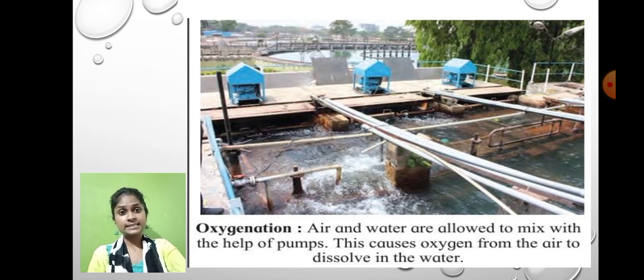The next step, here you can see, is oxygenation. In oxygenation, as you can see, a variety of pumps are situated. What do these pumps do? These pumps add air into the water. When we allow air to mix with the water, the level of oxygen present inside the water increases. When the level of oxygen increases inside the water, that water becomes safe for consumption, and the living things present inside the water in the form of plants and animals will be safe. There will be no harm for them. So oxygenation is a very important step in water purification.